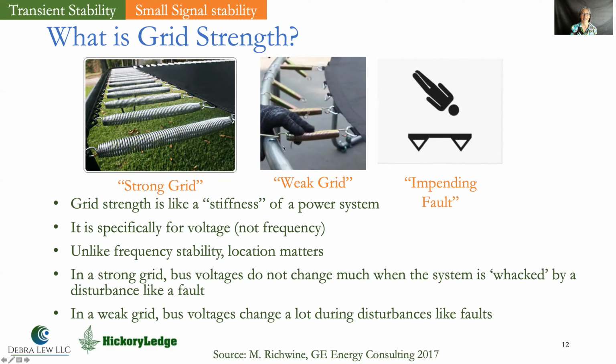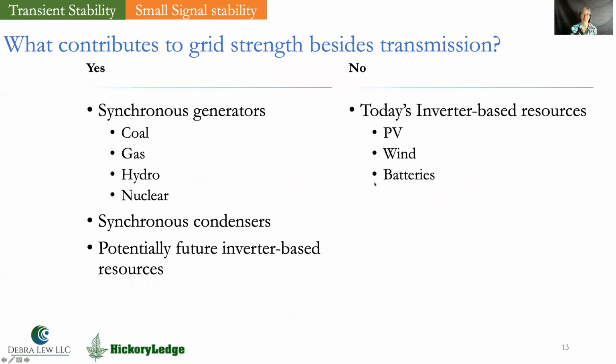Now let's take a look at the weak grid. The weak grid, half the springs are missing, a weak trampoline. And here, when a fault hits this weak grid, bus voltages change a lot. Now we're talking about voltage here. You'll recall in the last lecture, voltage, unlike frequency, is all about location, location, location. So this is all very location sensitive.